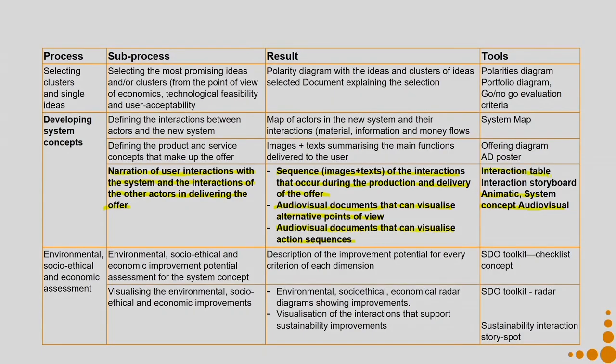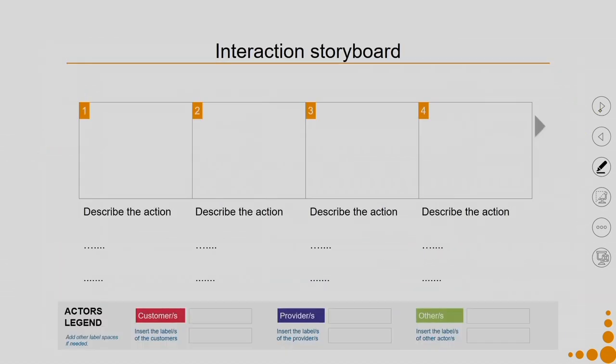So the interaction table and the interaction storyboard is something that you should target to do for sure. We had already discussed the interaction table and interaction storyboard during our strategic analysis, so the way of doing it remains the same. In strategic analysis, we did the interaction storyboard to analyze the current interactions.